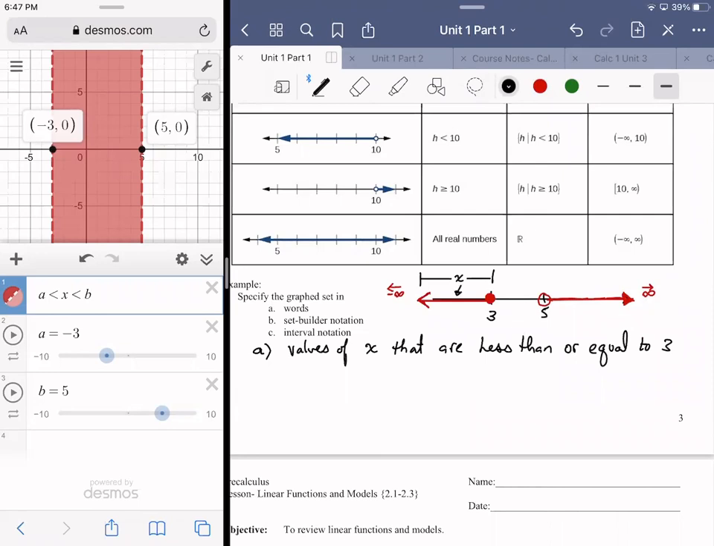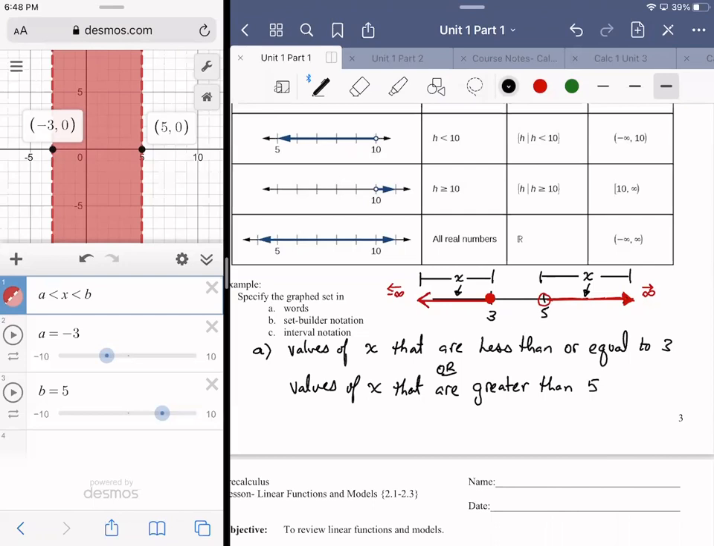Now, an alternative is that we could be looking at values of x that are greater than 5. So that would be this set. So it could be either or. It can't be coinciding. You can't have values that are less than 3 and greater than 5 at the same time, because if you have a value that's less than 3, like 0, that's not going to also be greater than 5. So it's got to be one or the other.